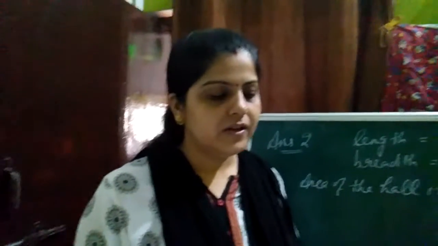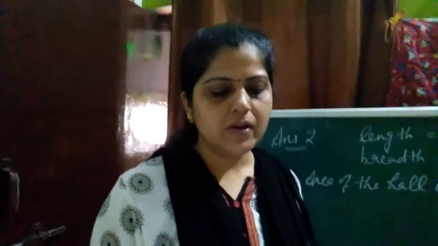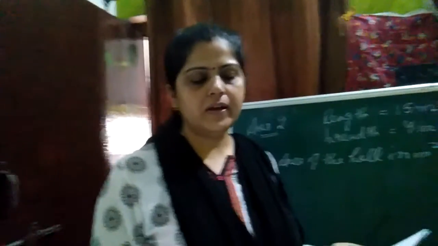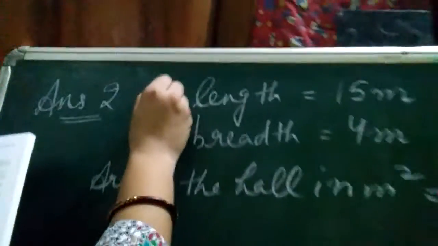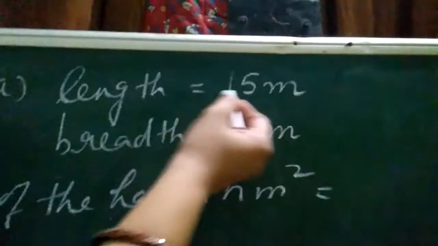Let's move to the next question. Second question. The length of a hall is 15 meter and breadth 4 meter. Find the area of the hall in A, meter square, B, hectare. Now first part we will solve. Now in the question they have given length is equal to 15 meter, breadth is equal to 4 meter. What is the area of the hall?